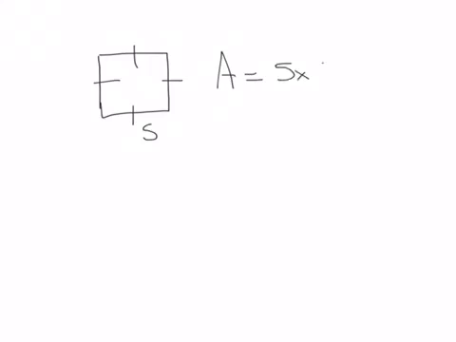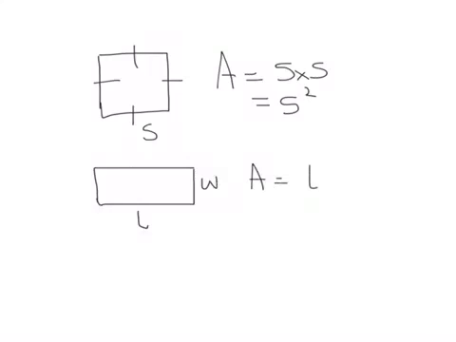Finding the area of different shapes. If you've got a square, then all the sides are the same length. Let's call them S. And the area of a square is S times S, or if you like, S squared. Rectangle, depending on what you call them, I'm going to call it L for length and W for width. Then the area equals length times width.